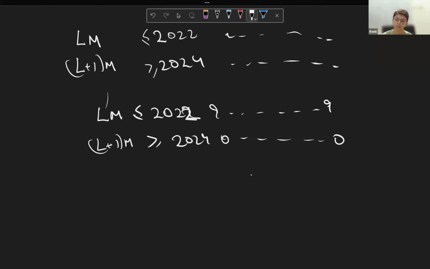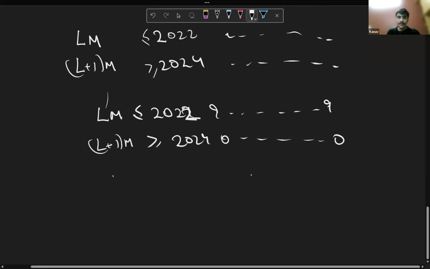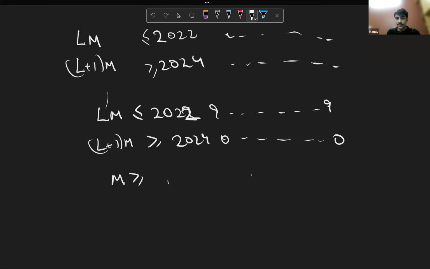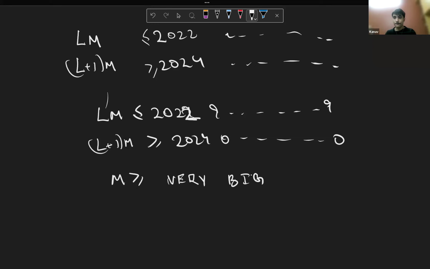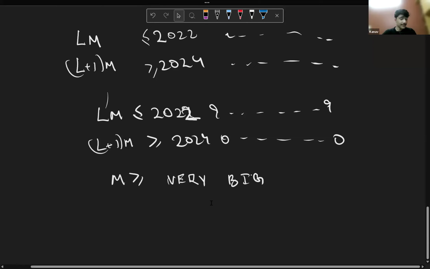Yes. Yeah. Now you just subtract them. So you must have M is at least some very big number, right? Very big. Because the number of digits of LM goes arbitrarily large. M is like a fixed number. That's a contradiction. Does that make sense? Yes. Good. So that's it, went very fast. And that's it, we are done.